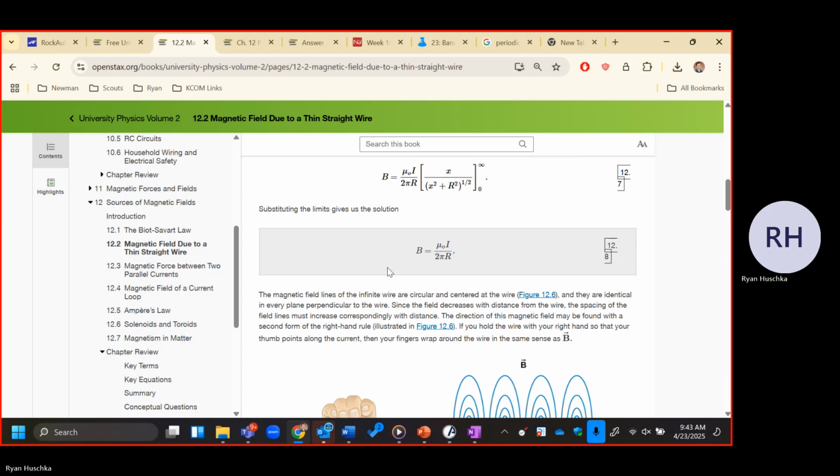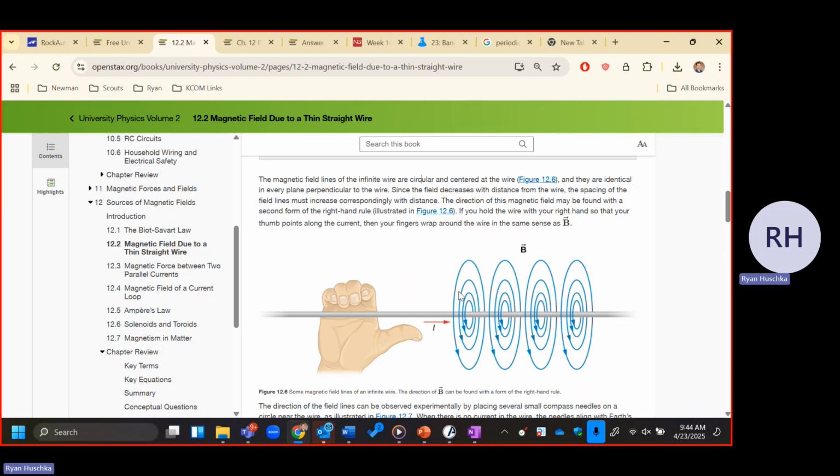Just as a reminder, when we did a thin straight wire in our regular class, we came up with this equation where your magnetic field was permeability times current divided by 2 pi r. It looks like that figure right there. You're looking at these circles of magnetic field, and they're stronger the closer you are to the wire and a little bit weaker the farther you get away from it. You can find your magnetic field, and that comes from the Biot-Savart law.